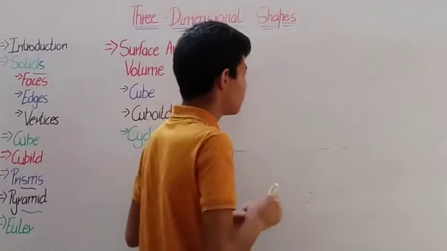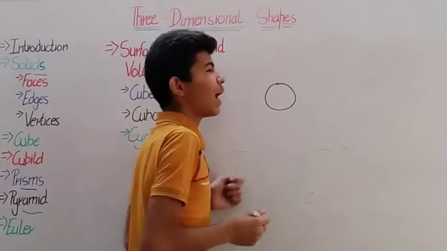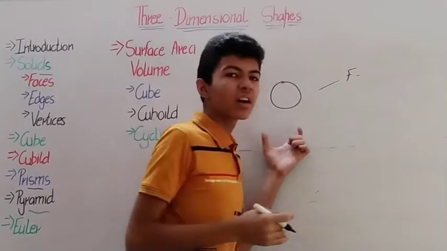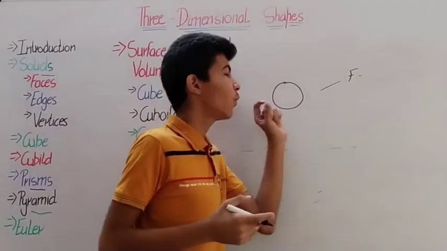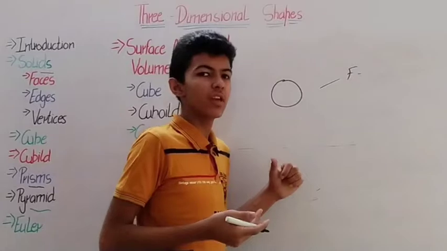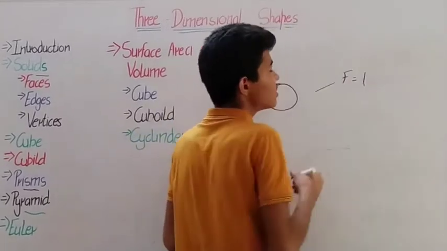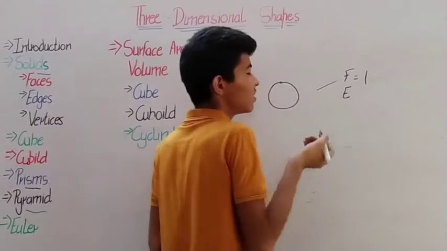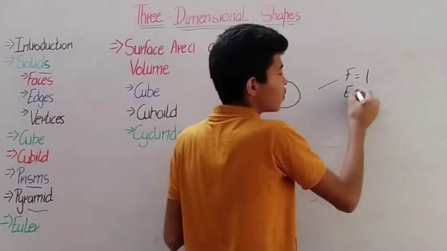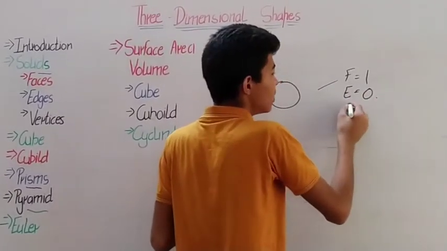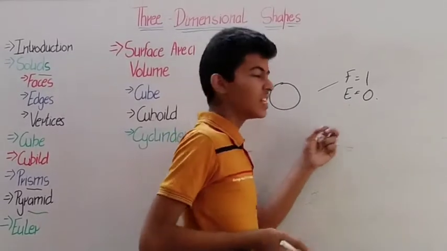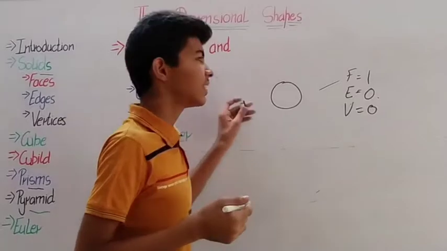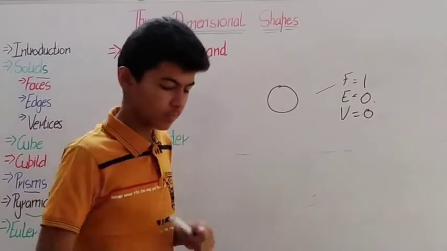If you take the sphere, how many faces does it have? It has only one curved face, which you can see if you rotate it, it would be only part of the curved face. So it has one face. The number of edges: it has no edges because nowhere are faces meeting, it has only one face. So it has 0 edges. And if there are no edges, then there are no vertices. So this is what a sphere has.